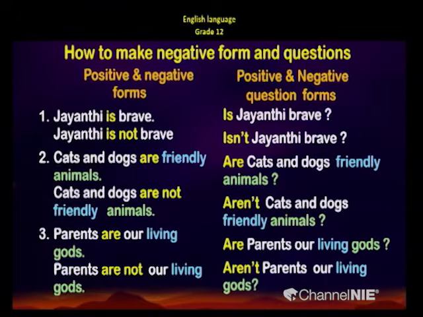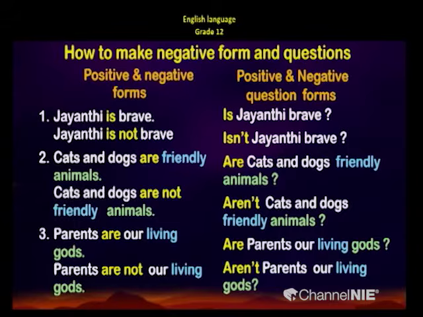So there are some examples on the screen. So I'll be reading them one by one. Ms. Minon, please assist me. Yeah, definitely. Chayanti is brave. Is Chayanti brave? Chayanti is not brave. Isn't Chayanti brave? Now here we just took 4 forms, the positive, negative, interrogative and negative interrogative.